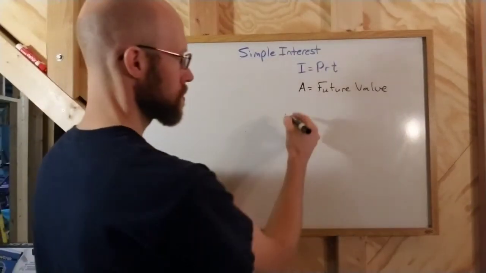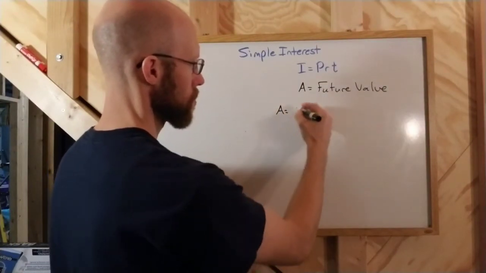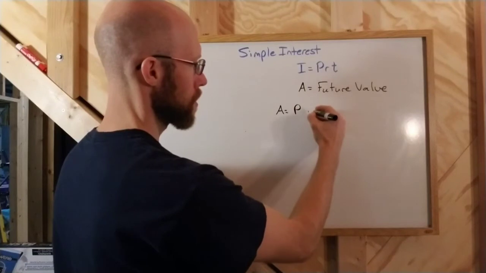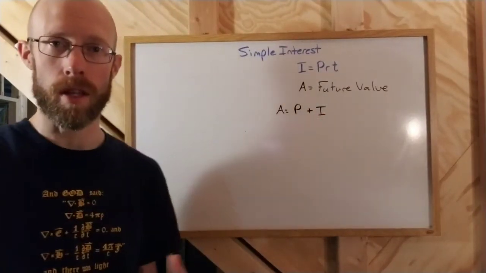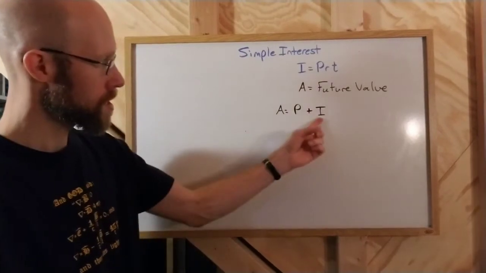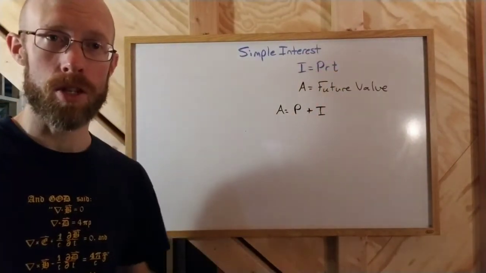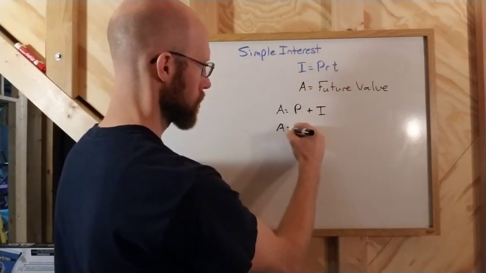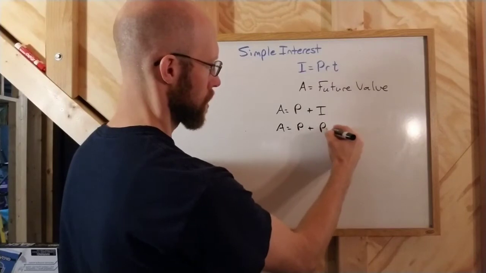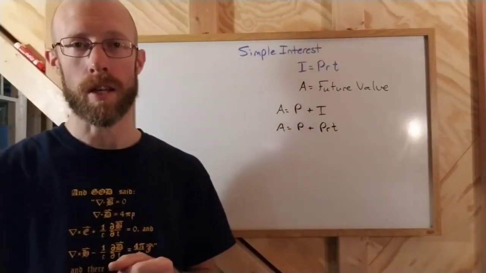So what you want to do is you take A, and you're basically taking the original principal and adding in the interest that's calculated. Now we know the interest is the principal times rate times time. And so if we make a substitution there, replace I with something it's equal to, we get this formula: A equals P plus PRT.